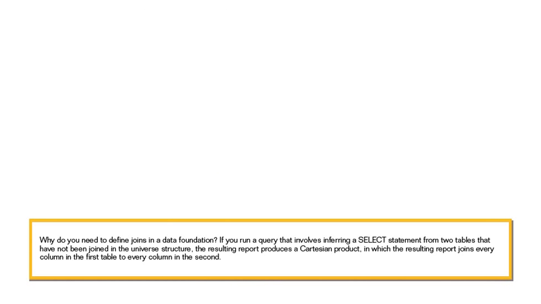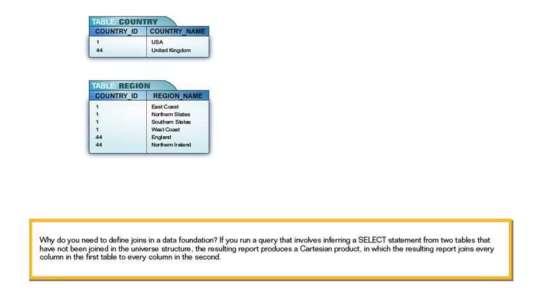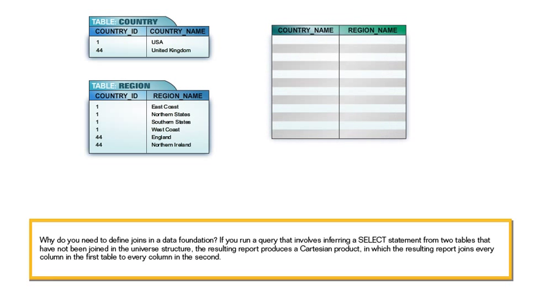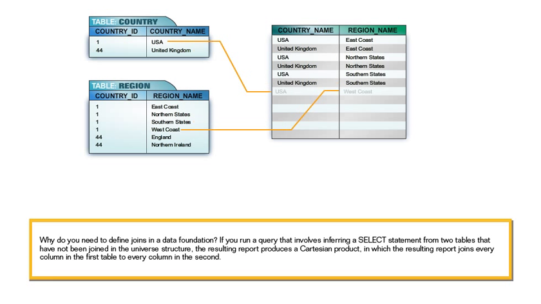Why do you need to define joins in a data foundation? If you run a query that involves inferring a select statement from two tables that have not been joined in the universe structure, the resulting report produces a Cartesian product, in which the resulting report joins every column in the first table to every column in the second.